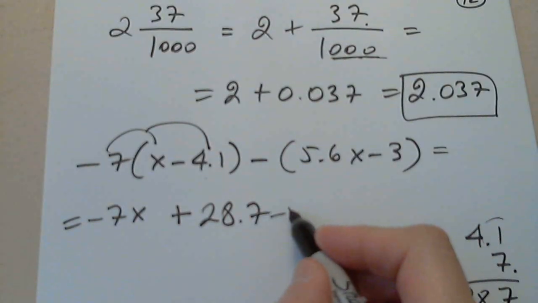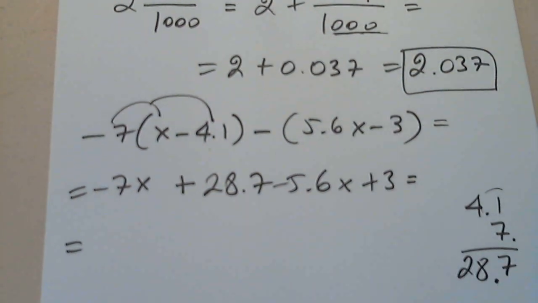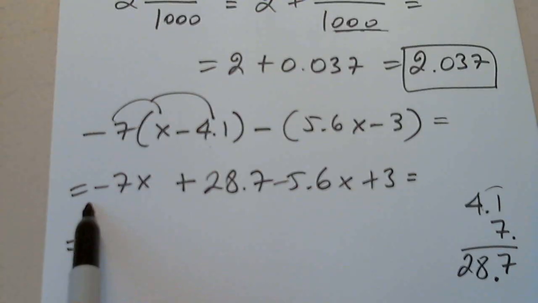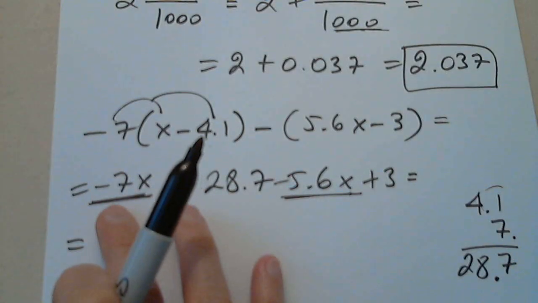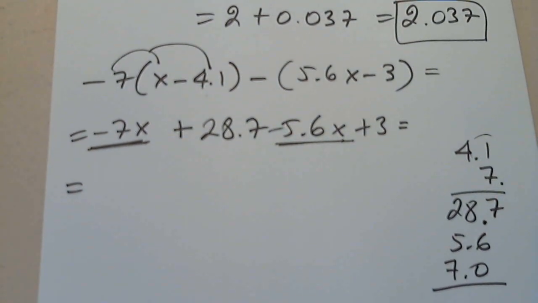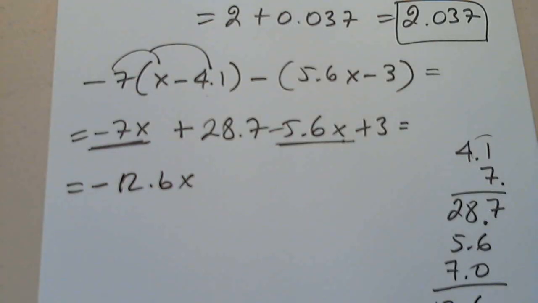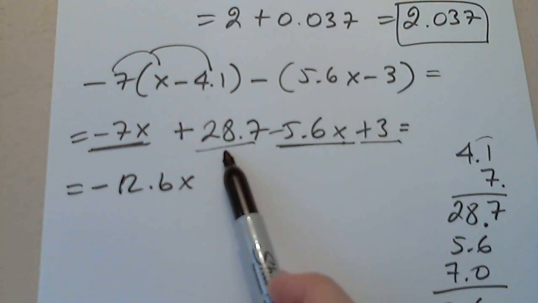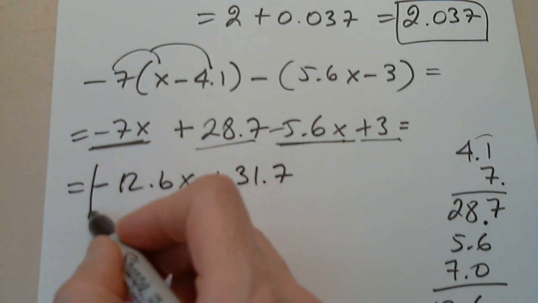Then I distribute -1. And I distribute -1. Always deal with the variable first. -7.6 and -5.6 and -7. They are both negative. Nice. When I add 5.6, I have to line up the decimal point. So that's why I get 12.6. So they're both negative, so negative 12.6x. This is easy. To 28.7, I add 3 and I get 31.7. And this is final.